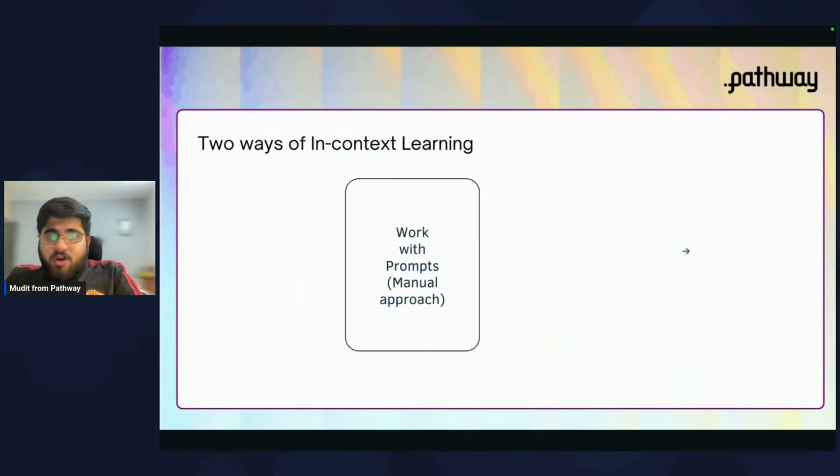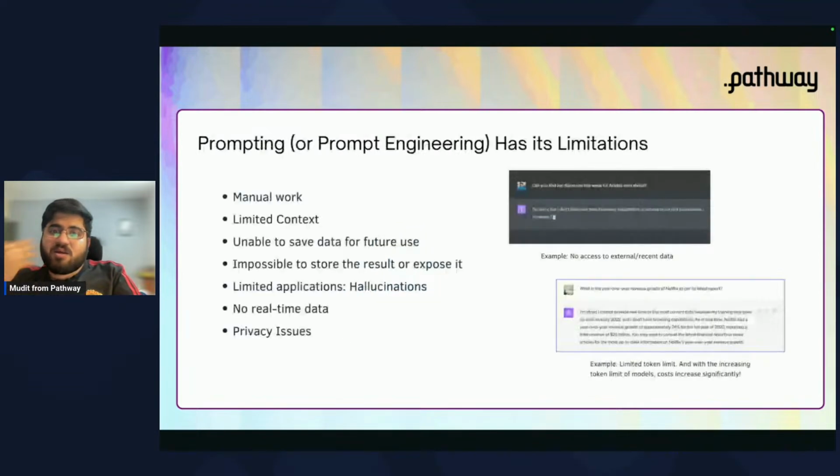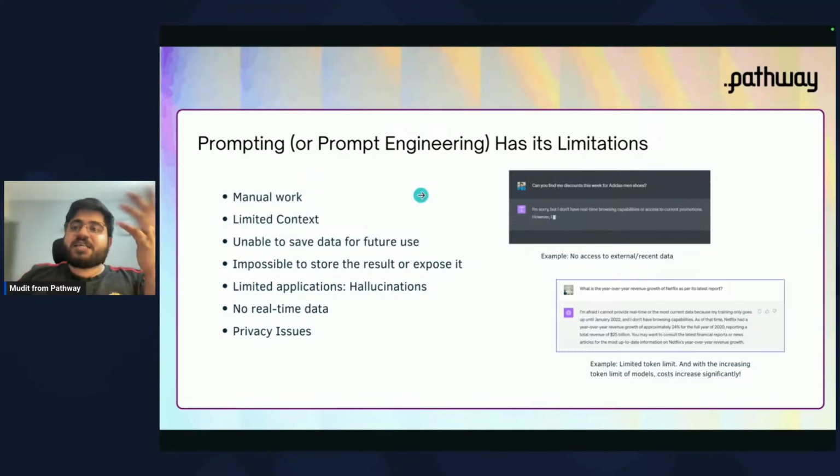So there are two ways of in context learning. First one is you do prompt engineering, you work with prompts. I'm sure you would have heard about the term prompt engineering. It's about writing the right prompt so that you get the right output. But it has limitations. For example, it's a manual work. Every single time you have to write the prompt, the person needs to know how to write the right prompt.